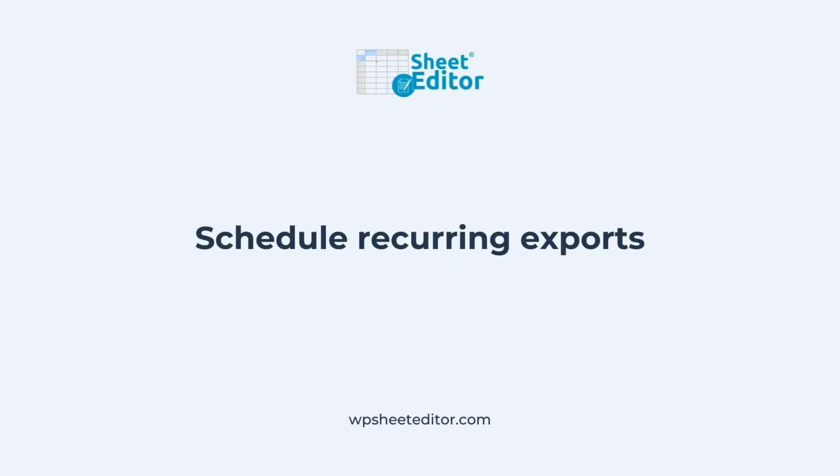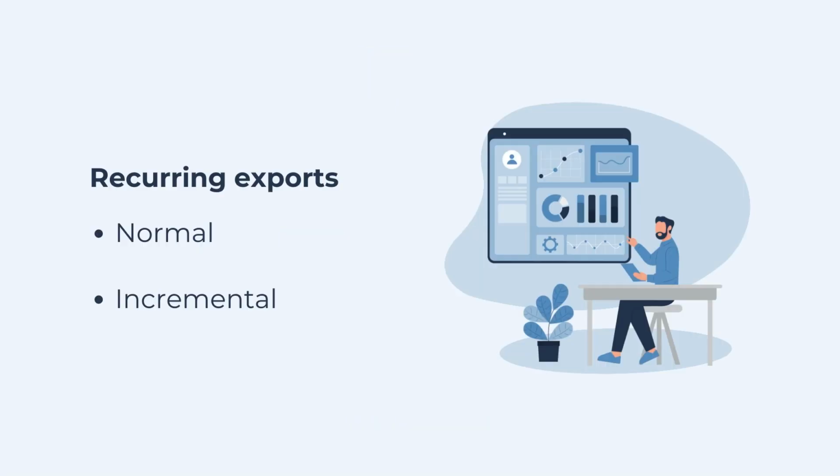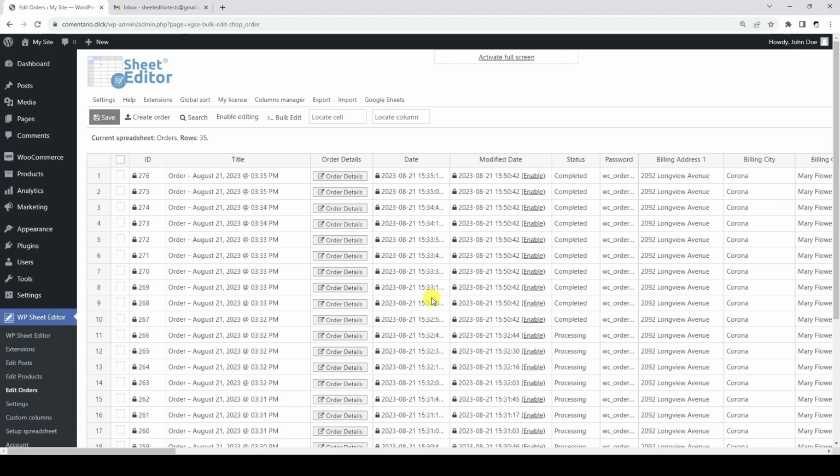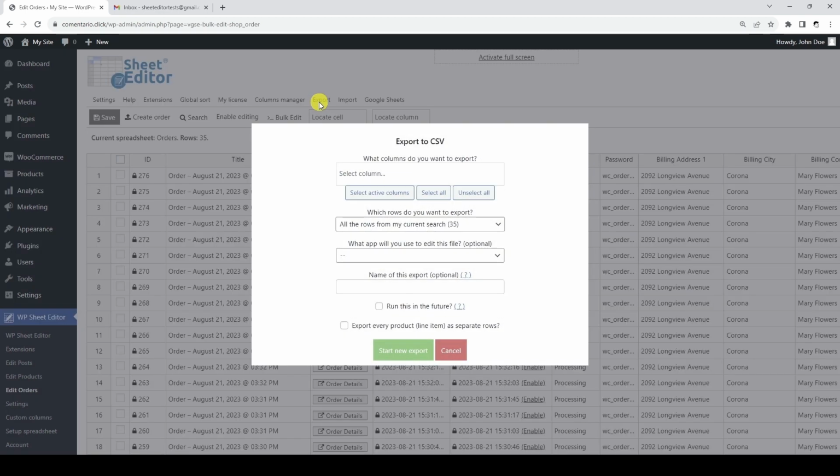Let's see how to export orders in recurring intervals. You can do normal or incremental recurring exports. First, let's create a normal recurring export. This type of export can be useful to export the orders periodically every a certain number of minutes, hours, days, weeks, or months. At each recurring interval, all rows will be exported to a new Google Sheet. Both the rows that were exported in the previous interval and the new rows added after that recurring interval will be included. Let's start by opening the export tool.